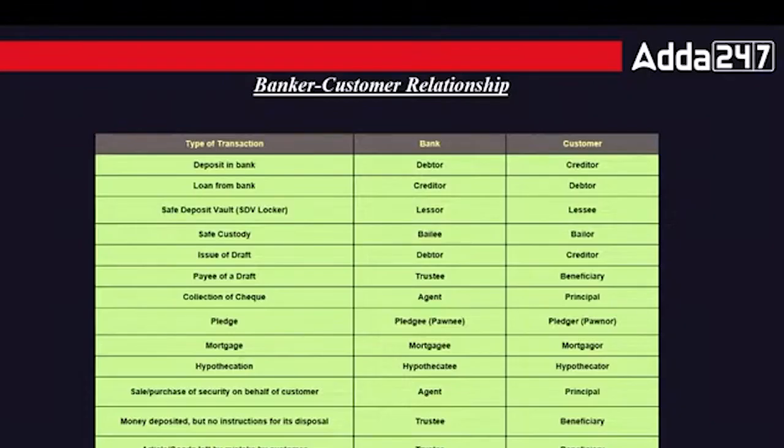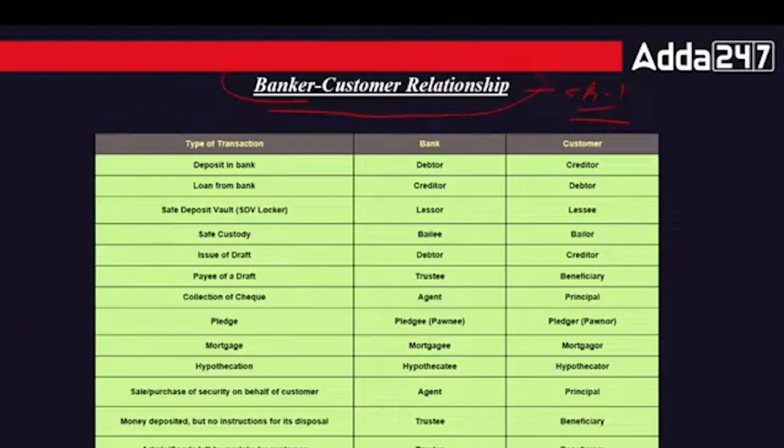Officer Adda 24/7. So today we are going to have your first class, that is PPB, right? And this is your first class. So we are having this topic today, that is banker customer relationship. It is your chapter 1, right? And in this chapter we are going to understand what the relationship between the bank and customer is. So there are different types of relationship between the bank and customer. What kind of relationship is there?